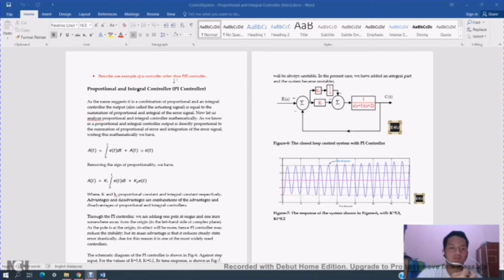Right. So for the introduction, my part is to describe one example of a controller other than the PID controller. So I choose the PI controller.